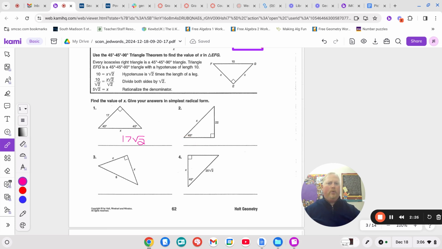Let's do the same thing for question number 2. We're asked to find the hypotenuse, and we're given the leg, 2. So if you have the leg and you're looking for the hypotenuse, just multiply by the square root of 2. So the final answer on that one is 22 times the square root of 2.